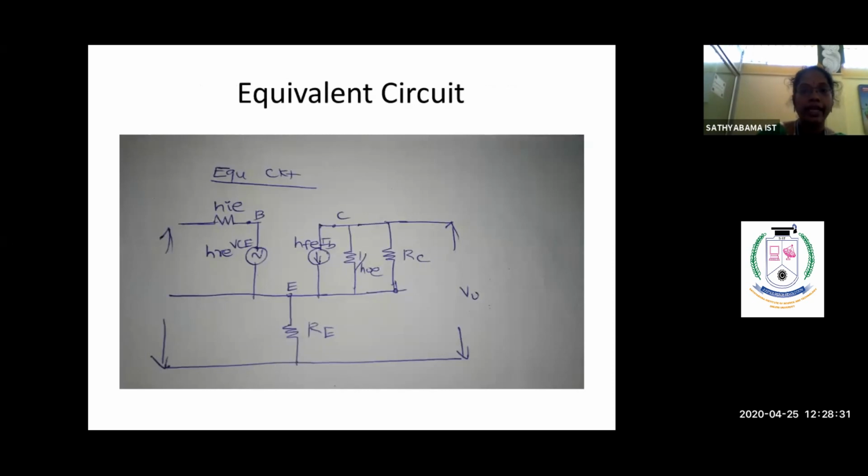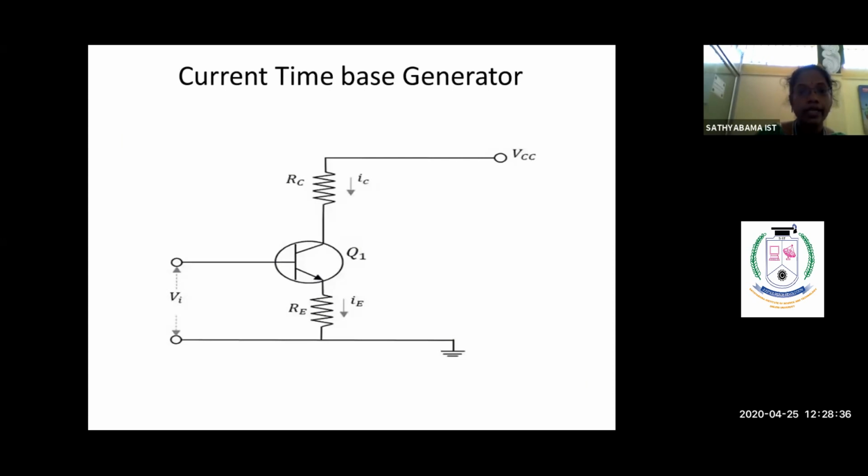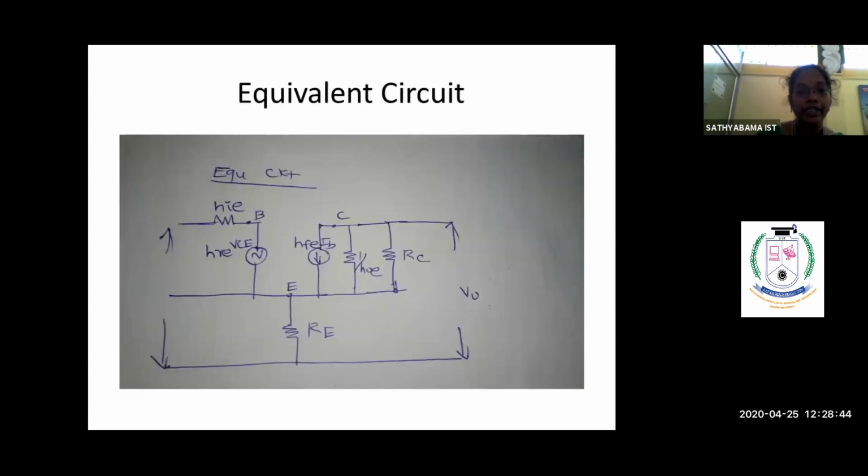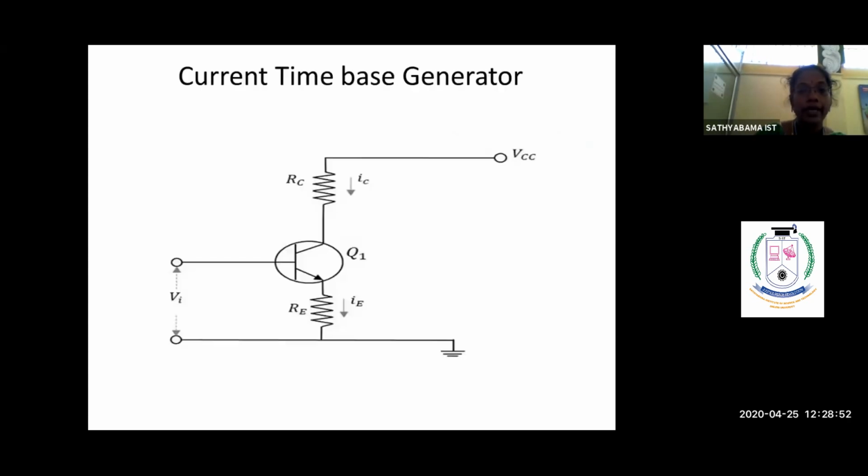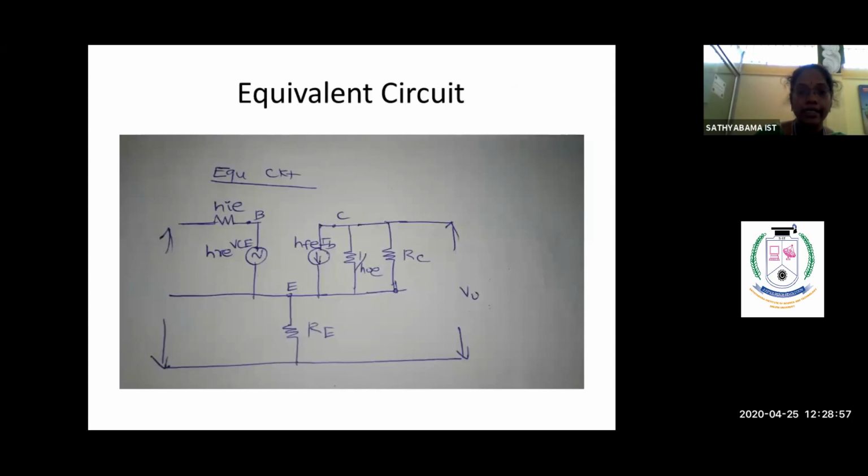Here I have given the equivalent circuit of the current time-base generator. Except for RE, it is similar to the voltage time-base generator. The input VI is directly given to the base of the transistor, so HIE and HRE VC are given as the Thevenin's equivalent. On the output side I have the Norton's equivalent, HFE-IB and HOE. Then the output is given across the resistor RC, and RE is a common bypass resistor, the emitter resistor, which is common for the base and collector terminals. The input is measured across the base terminal.